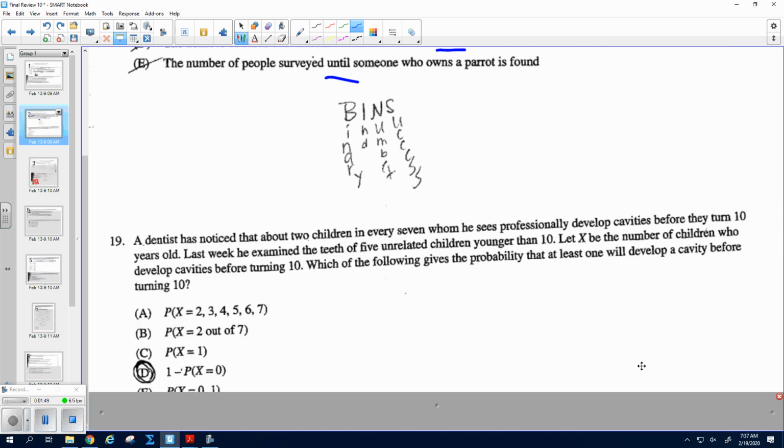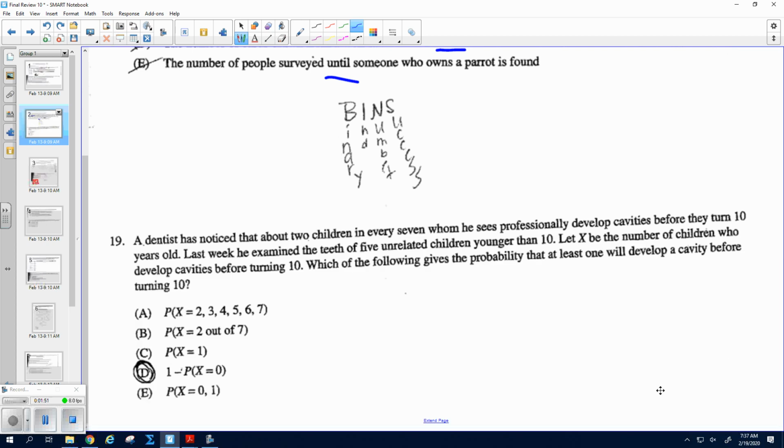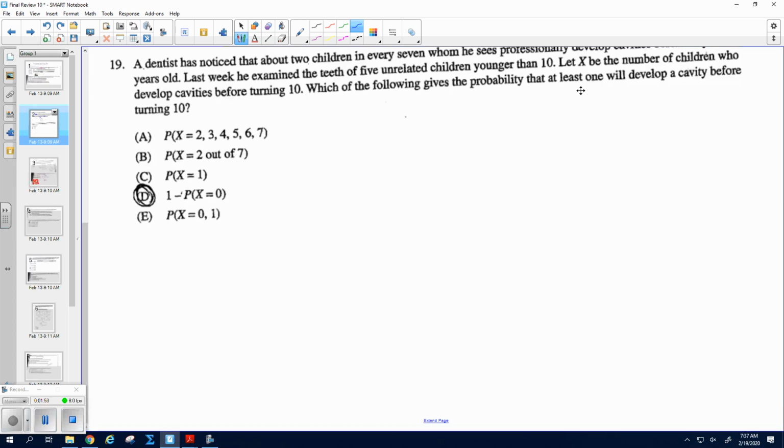Okay, number 19. This is the definition of "at least" that I told you guys to memorize. So at least 1 is always equal to 1 minus the probability of none, which is D. You definitely want to know that.